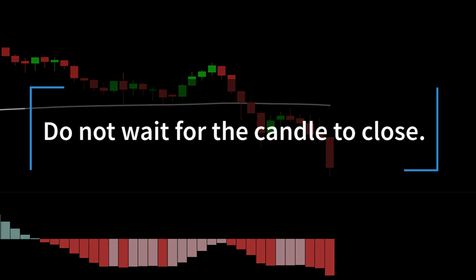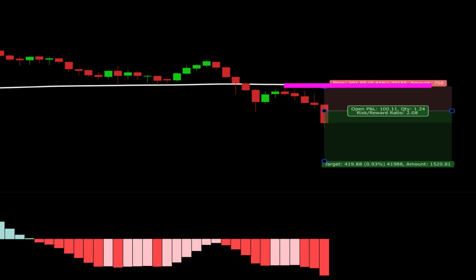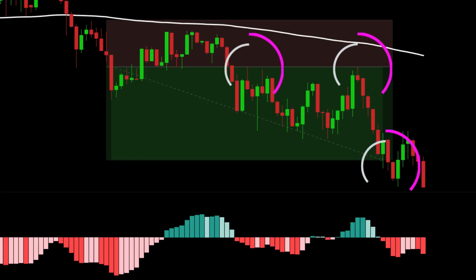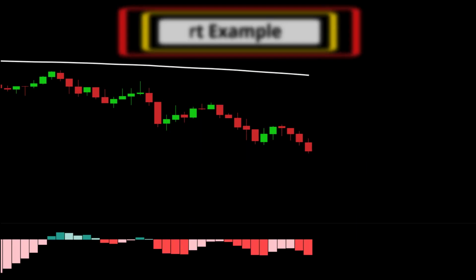Enter when price moves below the A leg and do not wait for the candle to close. The stop is placed above the B segment and the target is 1 to 2. When 1 to 1 is hit, move the stop to break even. And this short most likely stops out at break even with the spreads. I'm going to show you one more quick short example.